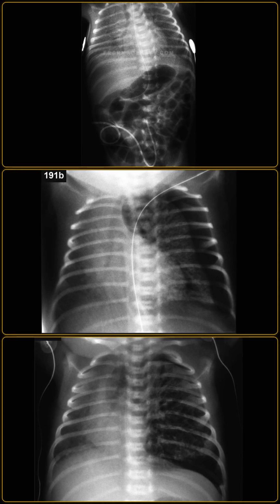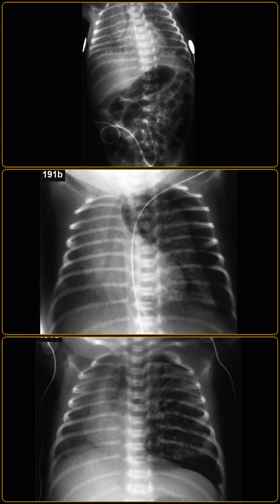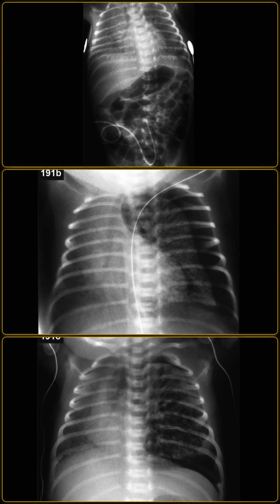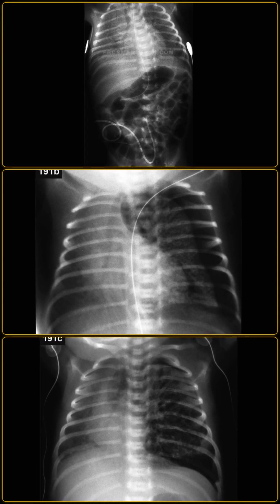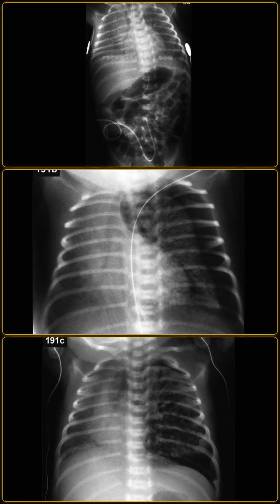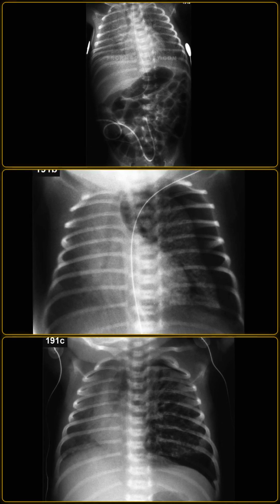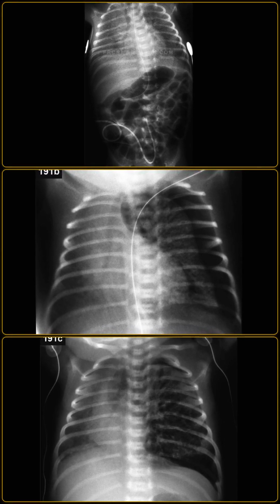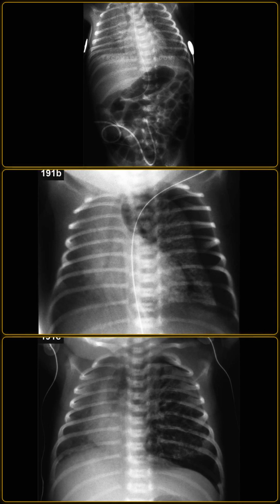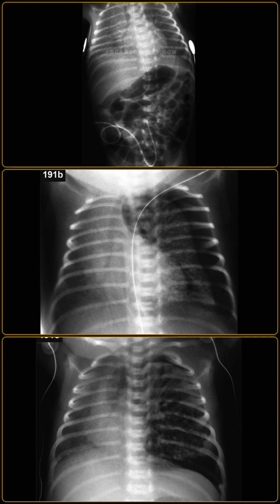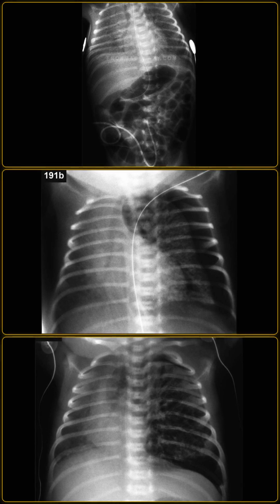Neonatal pneumonia can appear identical to hyaline membrane disease with reticulogranular patterns and air bronchograms, but typically features normal or hyperinflated lung volumes and asymmetric consolidation. Meconium aspiration occurs in term or post-term babies, presenting with hyperinflated lungs and coarse, patchy, asymmetric consolidation, and lacks peripheral air bronchograms. How would you manage this patient as a radiologist?